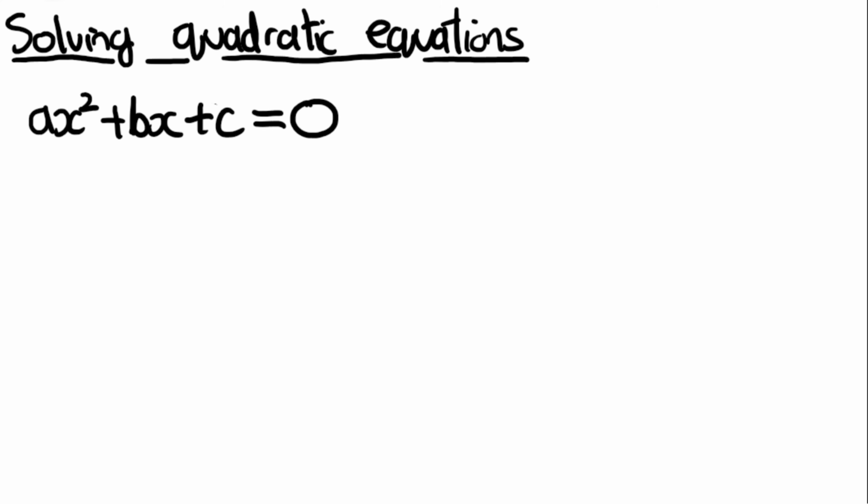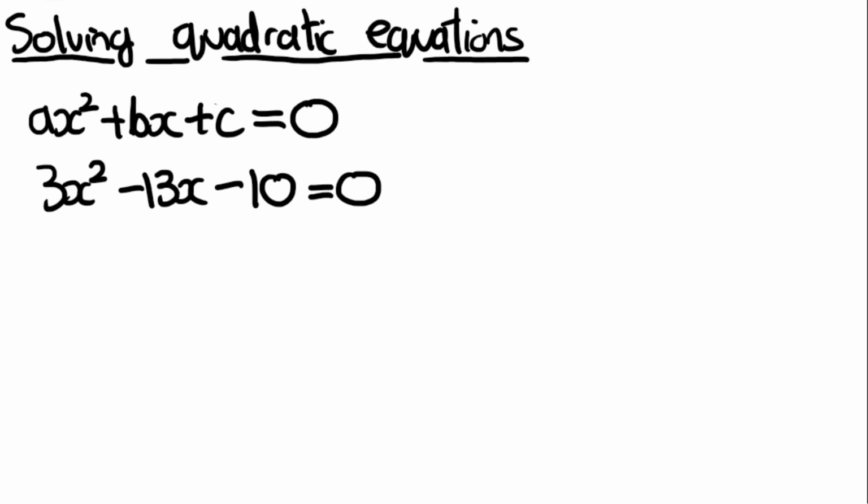So we're going to use an example throughout all of this. Let's use 3x squared minus 13x minus 10, which is obviously equal to 0. And we need to find the values of x for which this would be equal to 0. There are 4 techniques that you can use to find the x values for when this is true. There are 4 ways in order to solve this.